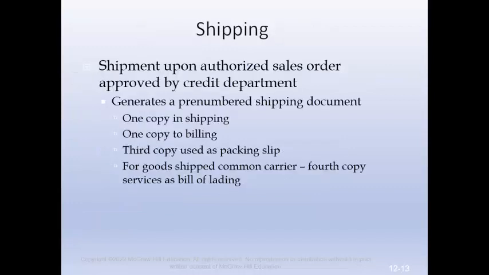Shipment of goods should be made only after proper authorization has been received. This authorization will normally be a sales order approved by the credit department. The shipping department will prepare, or the computer system will generate, a pre-numbered shipping document indicating the goods shipped. One copy of the shipping document should be retained by the shipping department as evidence of shipment. A second copy should be sent to the billing department as basis for invoicing the customer, and a third copy should be enclosed as a packing slip with the goods when they are shipped. For goods shipped by common carrier, a fourth copy of the shipping document, required in this case to be a bill of lading, is provided to the carrier.